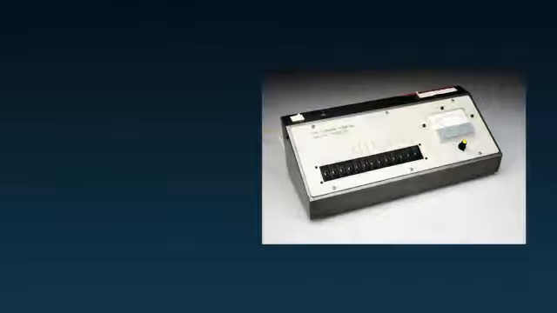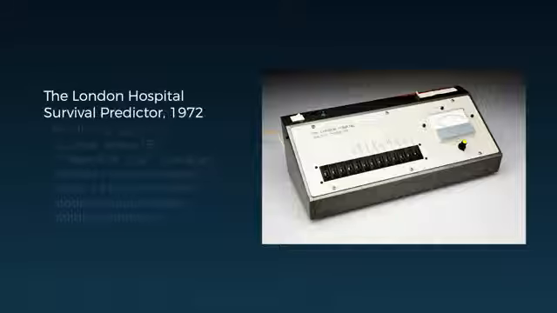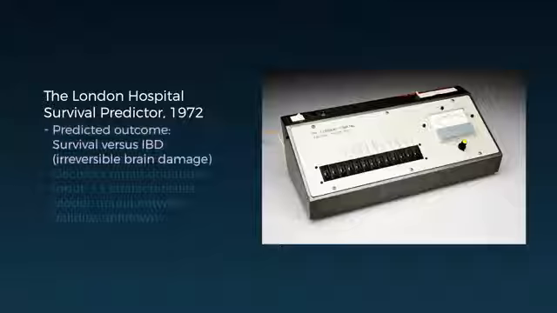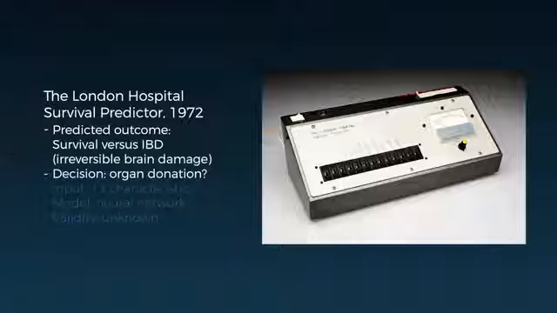In modern times, we rely on technology to make diagnostic and prognostic predictions. Here we see an early example from 1972. The London Hospital Survivor Predictor indicated whether patients in coma would survive. This grey box of electronics has a single indicator dial. If the needle swings to the right, it points to the letter S for survive. It can also point to the letters IBD, which stands for irreversible brain damage or brain death. This device intended to determine whether a patient was in the IBD state or brain death. This enabled decisions as to whether organ donation could be carried out.